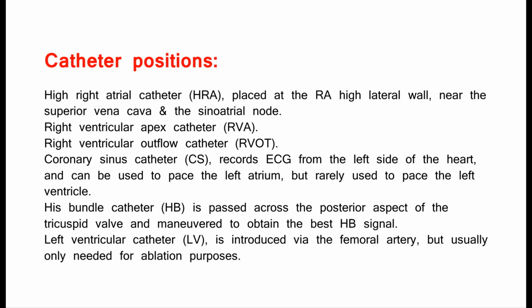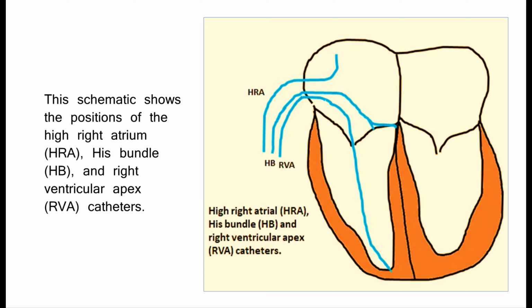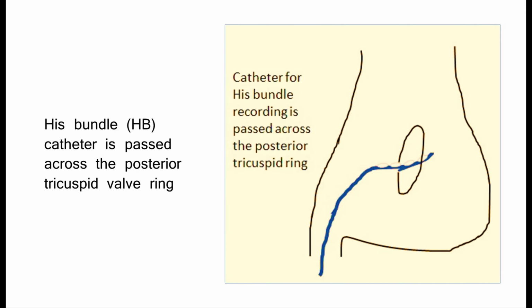His bundle catheter, HB, is passed across the posterior aspect of the tricuspid valve and maneuvered to obtain the best HB signal. Left ventricular catheter, LV, is introduced via the femoral artery, but usually only needed for ablation purposes. This schematic shows the positions of the high right atrium, HRA, his bundle, HB, and right ventricular apex, RVA, catheters. His bundle, HB, catheter is passed across the posterior tricuspid valve ring.